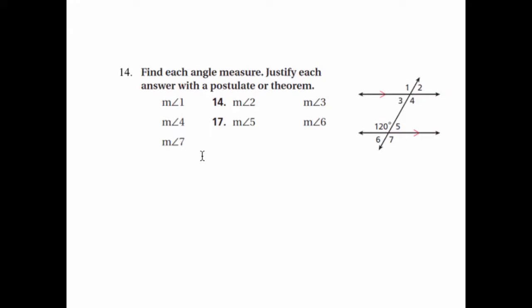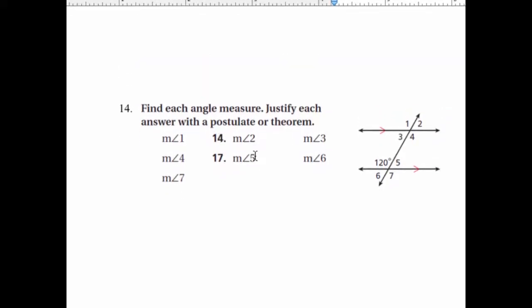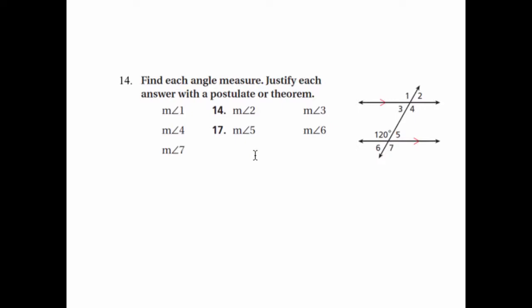I don't know why this says 14, so we'll just ignore the 14. I got confused and got the numbers messed up. Not 14. Measure of angle 2. What does the measure of angle 2 have to be? 60 degrees. Why does it have to be 60 degrees? Because angle 1 is 120, and they're a linear pair. Bingo! They equal 180. 1 is a linear pair with 2, so therefore 2 has to be 60, so that 1 and 2 add up to 180.